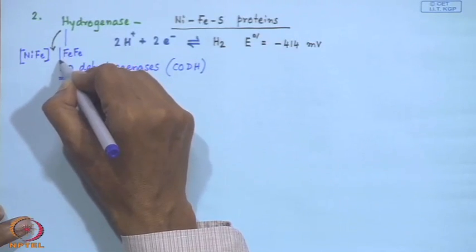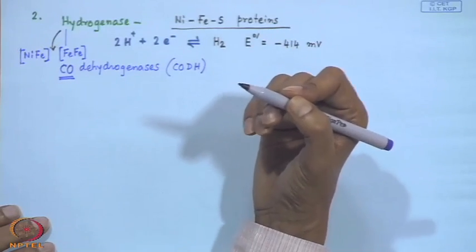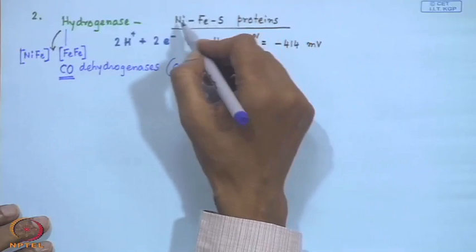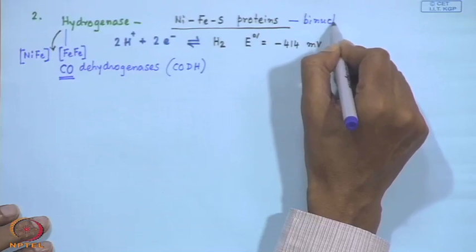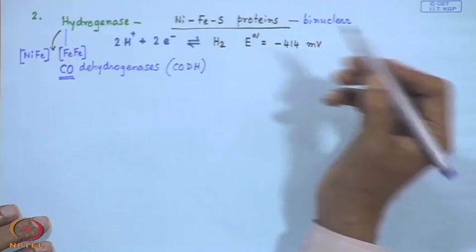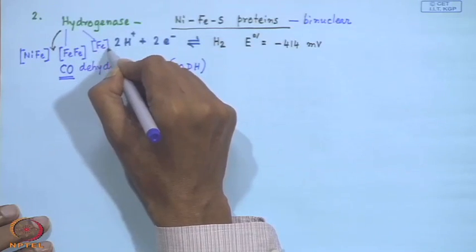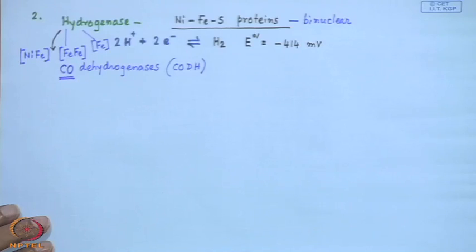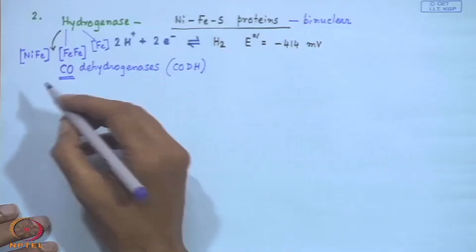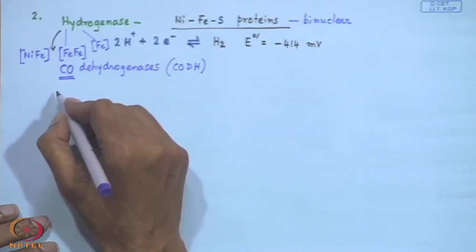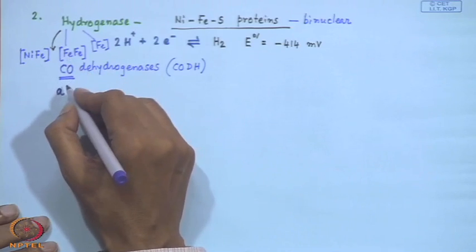There is one type which is Fe hydrogenase. That means, when you write Fe hydrogenase, at least 2 metal centers you require. So, whatever we are talking about, all these proteins are binuclear. So, we need 2 metal centers, and sometimes only one iron center is also sufficient for hydrogenase reaction. So, after hydrogenase, the similar nickel iron sulfur protein is useful in carbon monoxide dehydrogenase, and another very important reaction that we will discuss in our next class is acetyl coenzyme A formation.